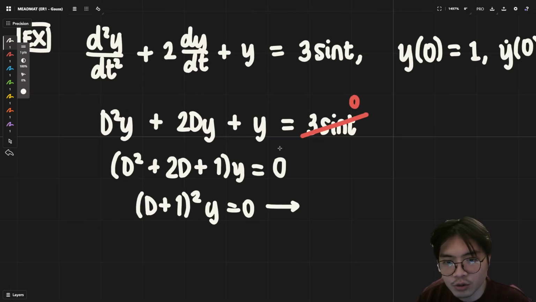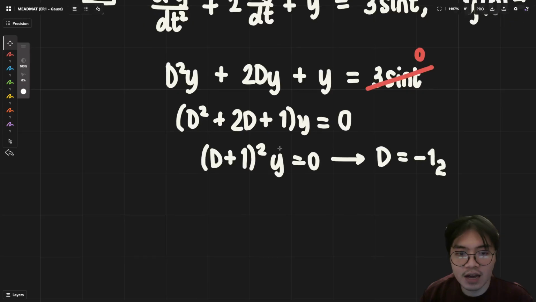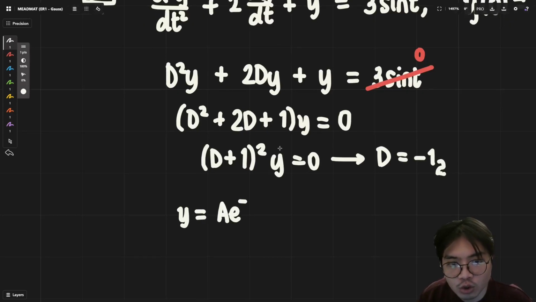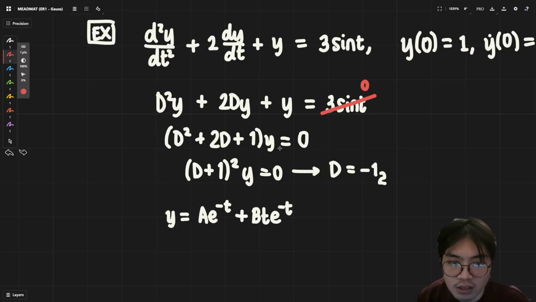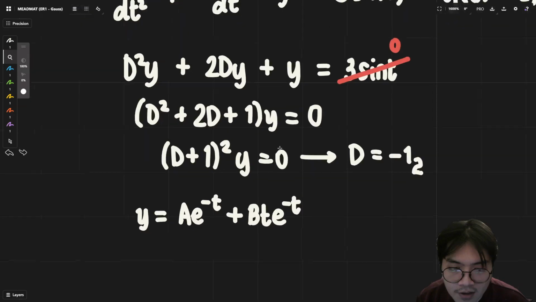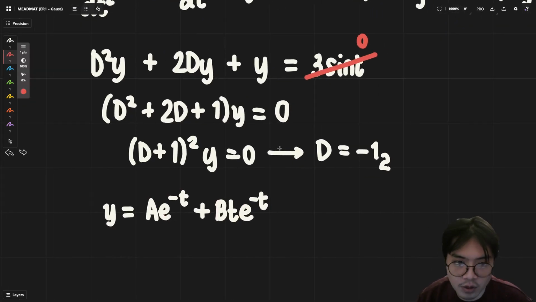Now that means that your D value is going to be -1 and another -1, or in this case, -1 repeated twice. This now means that our original solution will have a e raised to -t plus bt e raised to -t. Because this is repeated, you need to add this value of t so they are linearly independent. That's what we call it.